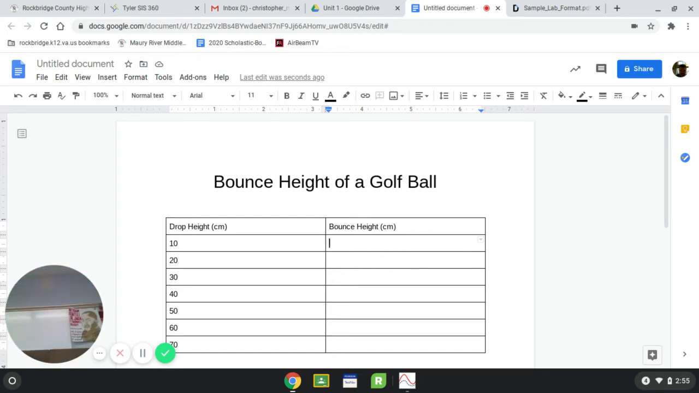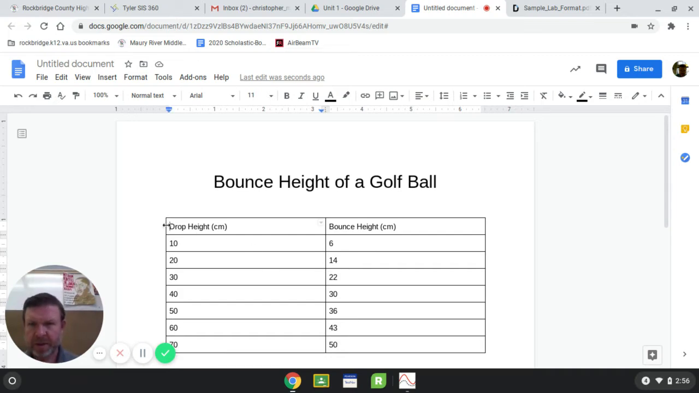And I wrote those down somewhere. See if I can find them. Got it. So what did I get? I got 6 and 14 and 22 and 30 and 36 and 43 and 50 centimeters.